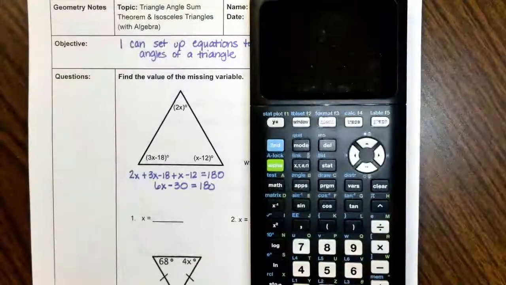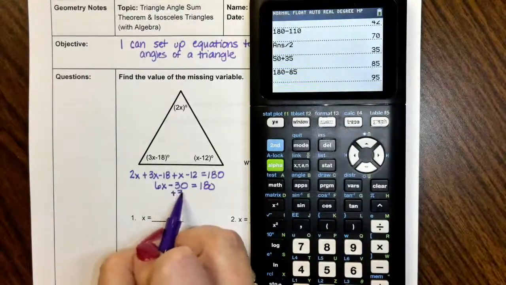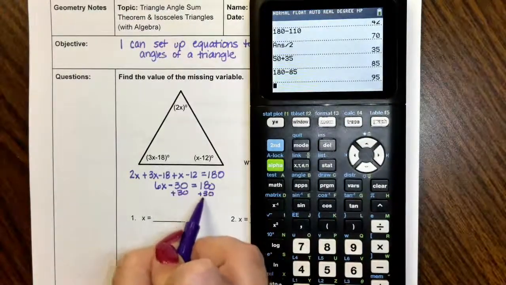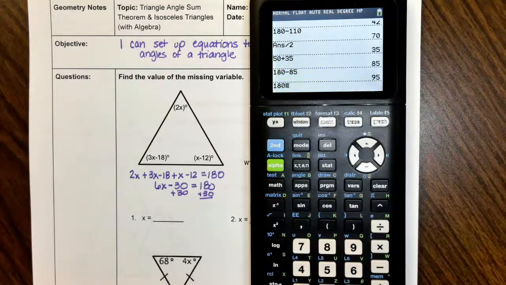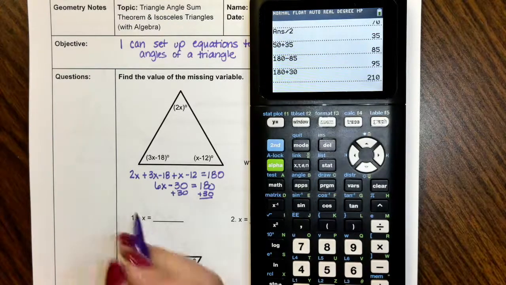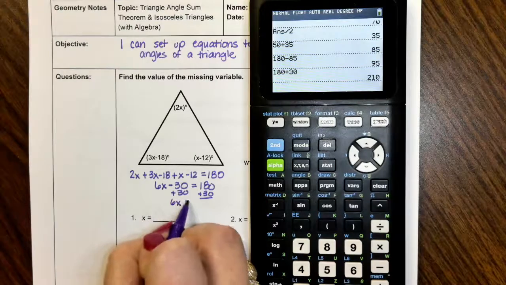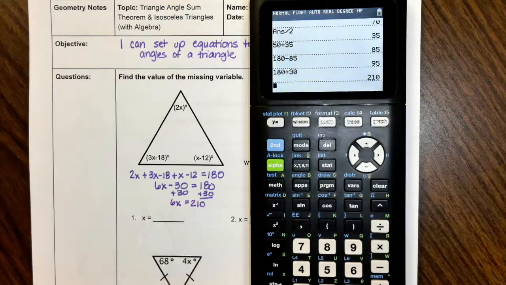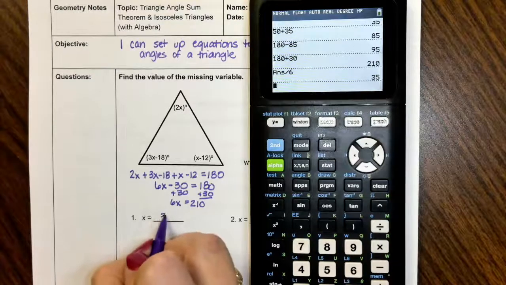So we take the 180, and we're going to add 30 to both sides. Remember, you can pause this video at any time if you need to get caught up. So 210, then we divide both sides by 6, and we get that x is 35.